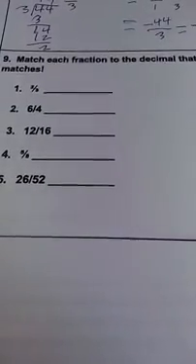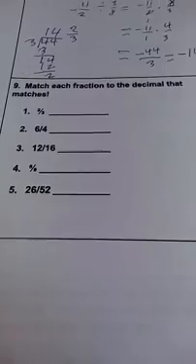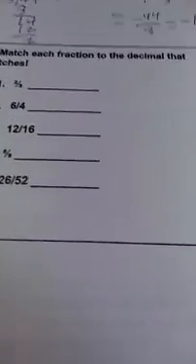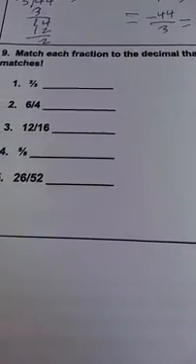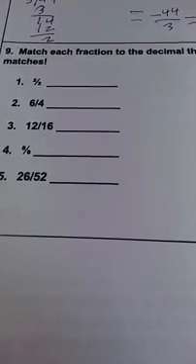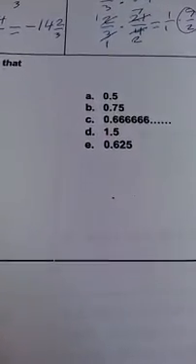And we were supposed to match each fraction to the decimal that matches. Ooh, that's a redundant sentence. Okay, so we've got 2/3, 6/4, 12/16, 5/8, and 26/52. Over here I've got these options. Okay, 0.5 is going to be one of them, so let's take a look.